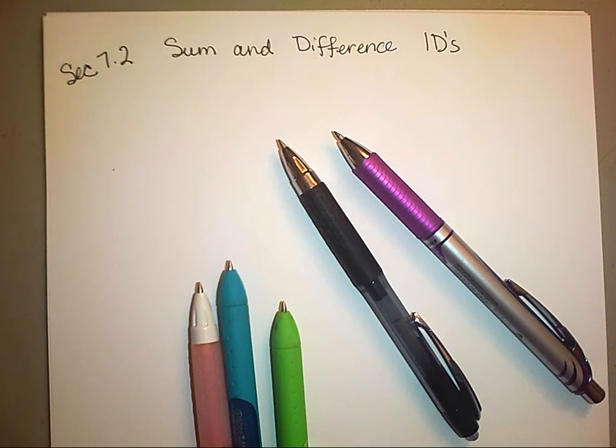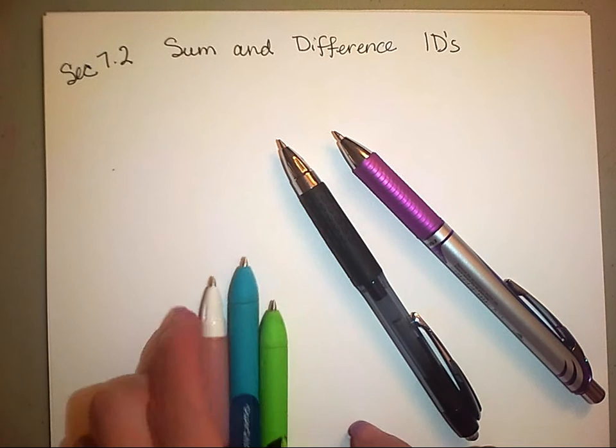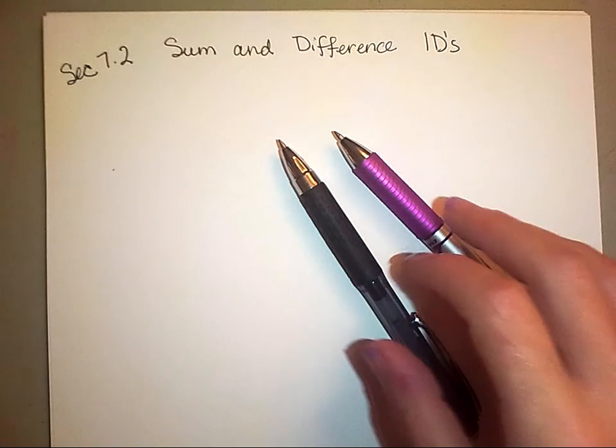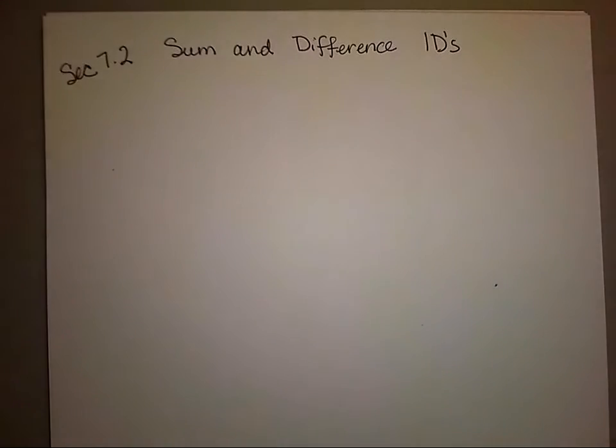Alright, okay, so today we're going to talk about section 7.2. We're going to talk about some sum and difference identities.